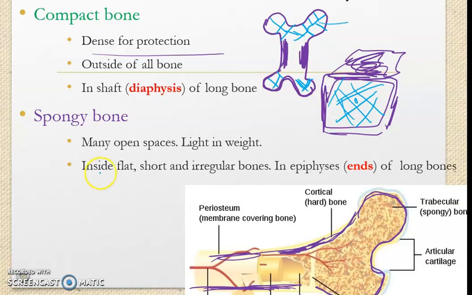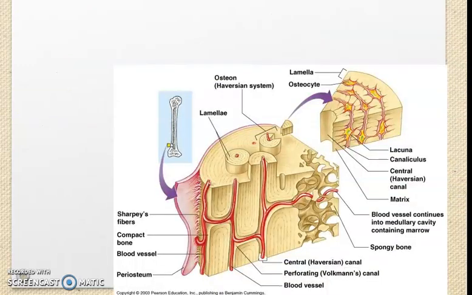It is inside of flat bones. Those are bones that are flat. Inside of short bones, those are bones that are short. Irregular bones, those are ones that don't fit in the short, flat, long category. And in the ends of long bone. So this long bone here is spongy bone. Compact bone is here. There's the spongy bone. Now, compact bone is compact. So here's the spongy bone right here.